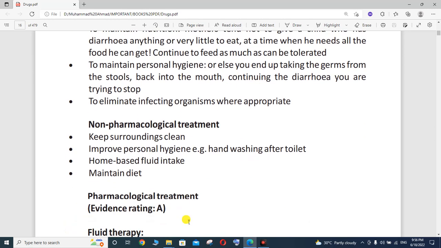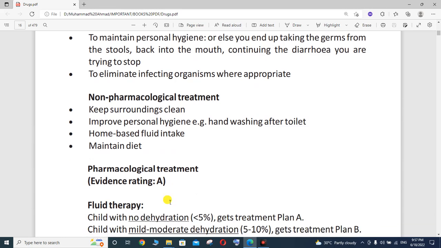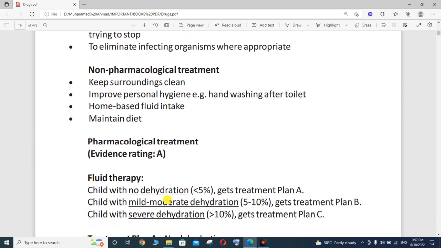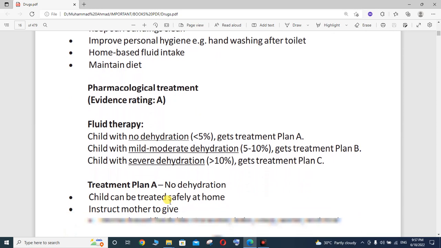In simple terms, the non-pharmacological treatment is to keep your surroundings clean and neat, and you should improve personal hygiene, like hand washing after toilet use, and give home-based fluid intake. You will have to maintain a balanced diet. And for pharmacological treatment, evidence states that fluid therapy is very important.